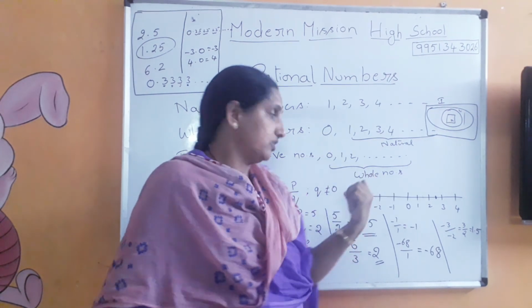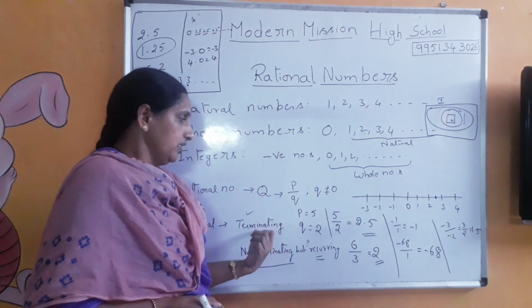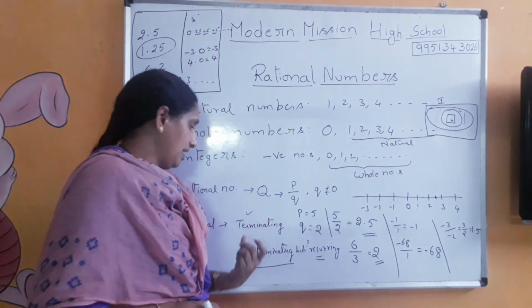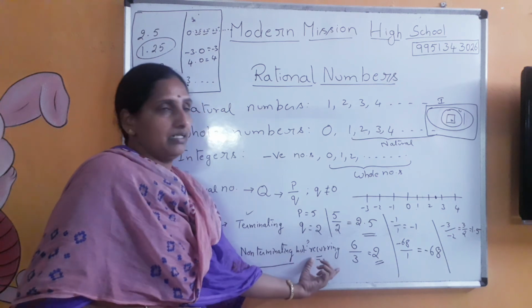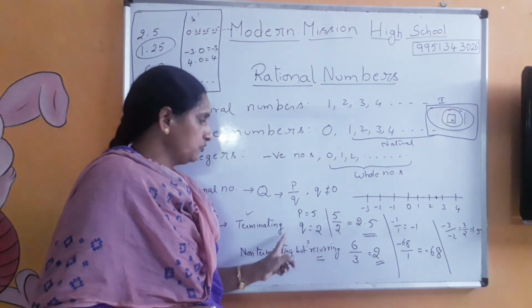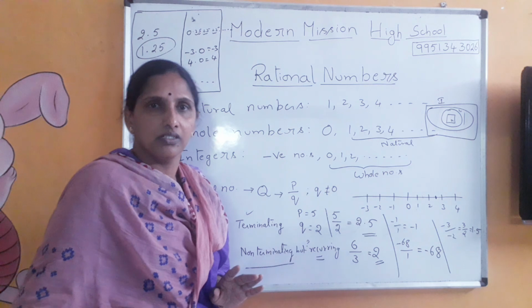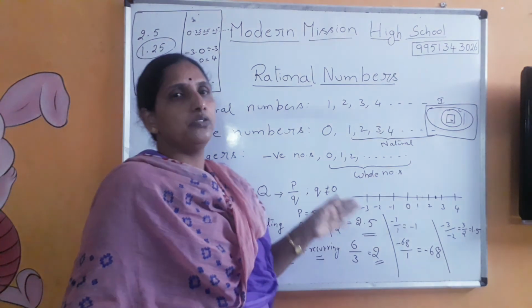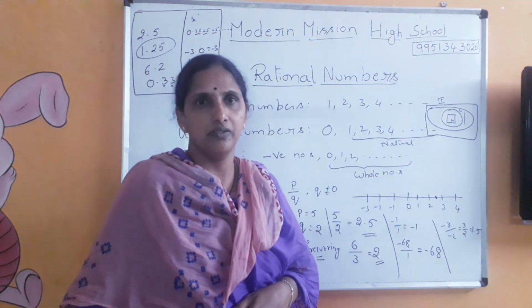So the characteristics of these are terminating decimals, and non-terminating but recurring decimals. These two form rational numbers, right? Just try to learn these things.